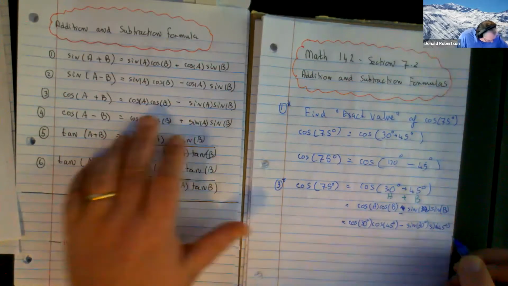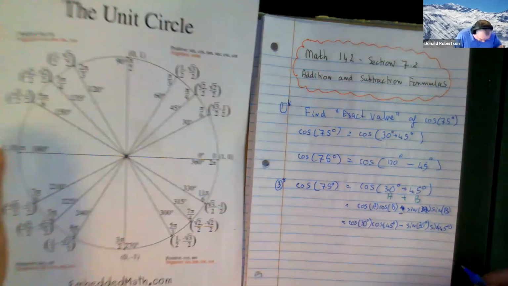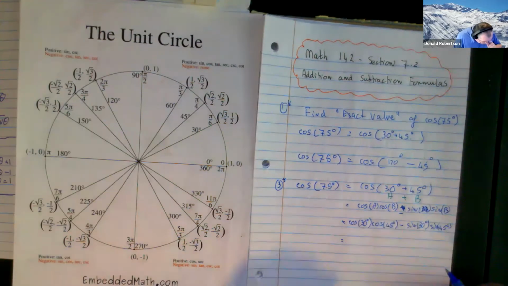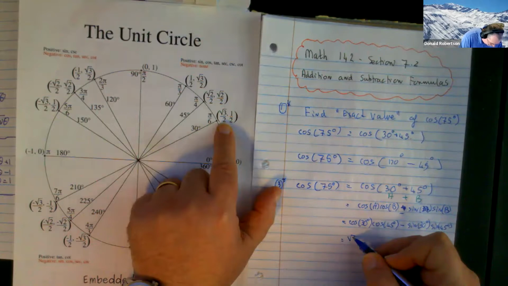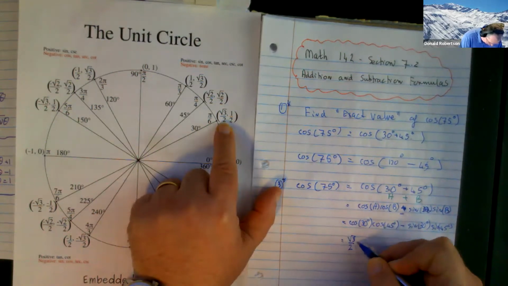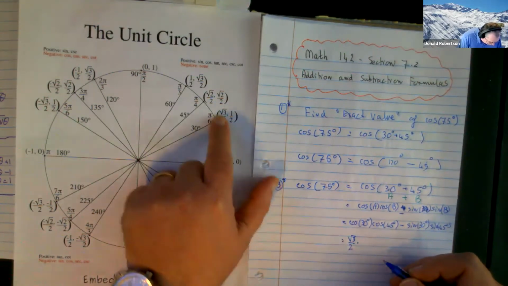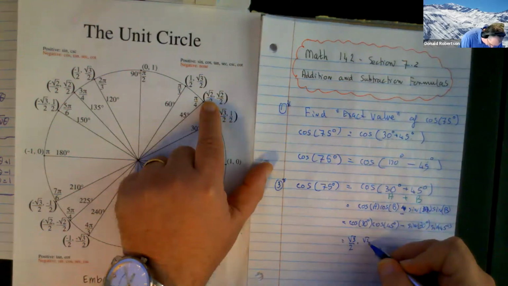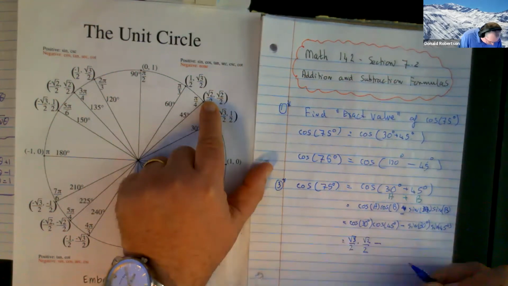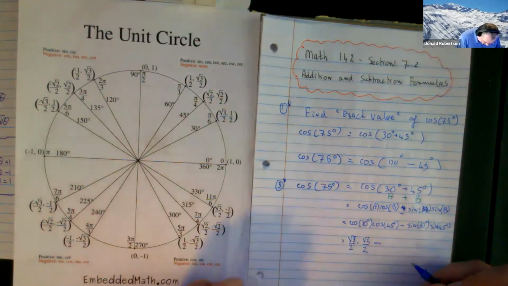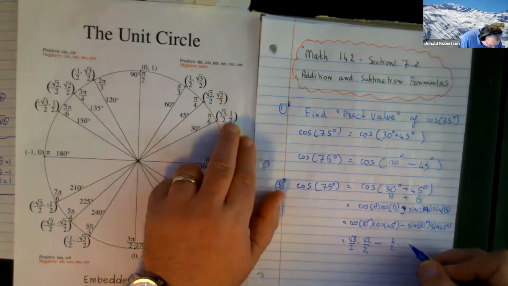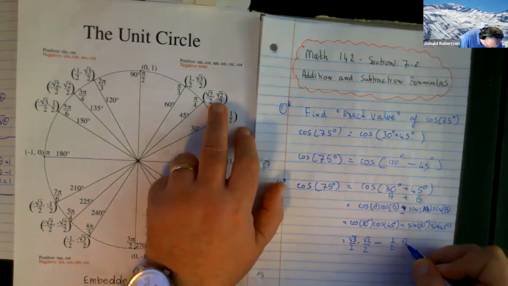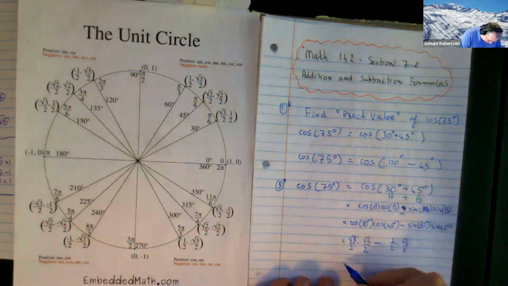So you're going to have your unit circle as well. So here it goes. Cosine of 30, right? There's 30 degrees. The cosine is the x coordinate, so that's √3 upon 2. The cosine of 45 degrees is √2 over 2. Take away the sine of 30 degrees is a half, and the sine of 45 is √2 over 2.